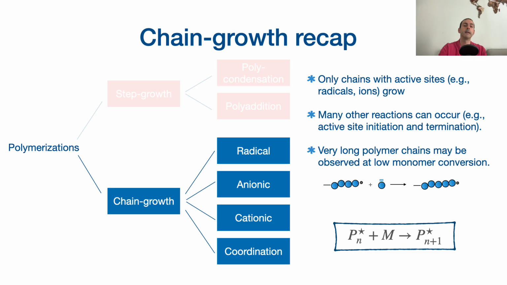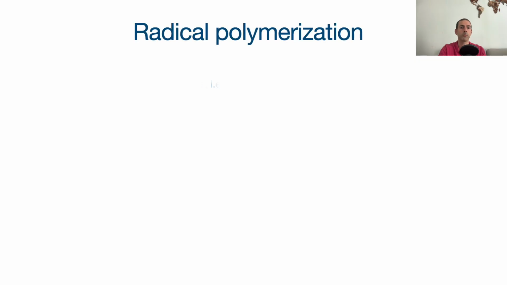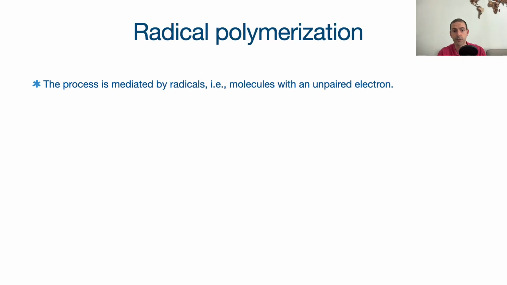Okay? So there are, of course, very many types of chain growth polymerization, but here we will consider our 4 main categories for now: radical, anionic, cationic, and coordination polymerization. Let us start with radical polymerization. So the process is obviously, as the word suggests, mediated by, you guessed it, radicals, so molecules with an unpaired electron. They are formed in an initiation reaction that, as the name suggests, starts everything.